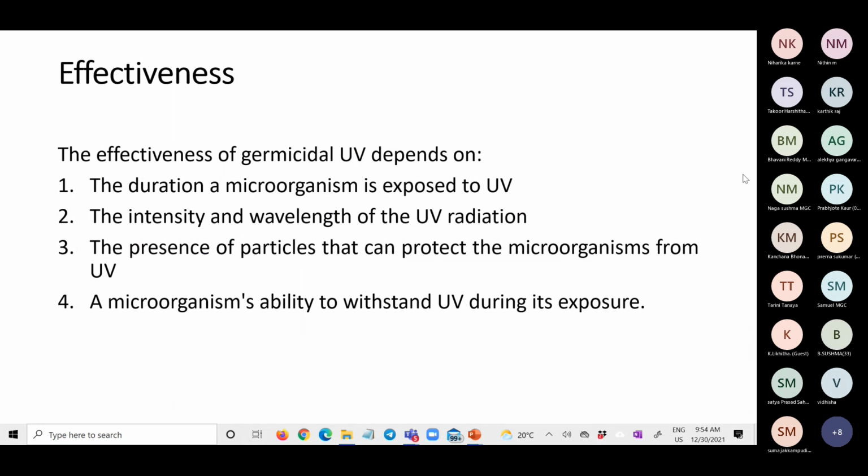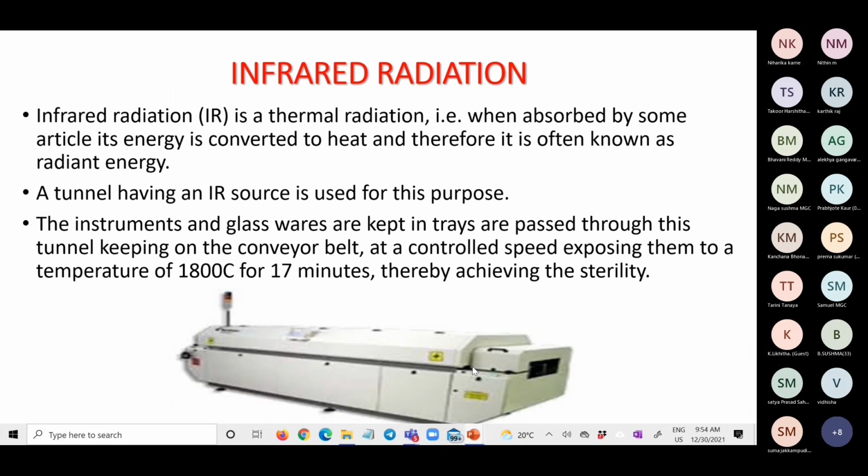Now coming to the next type of sterilization technique, it is the infrared radiation. So infrared or IR is a thermal radiation. Thermal radiation means what is happening here? When this particular wavelength is absorbed, it is converting this energy to heat. That is why it is called thermal radiation. So now this heat is used for the sterilization purpose.